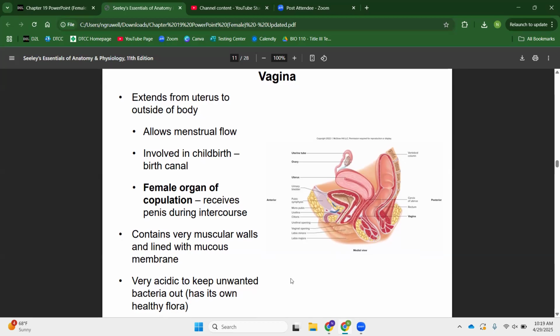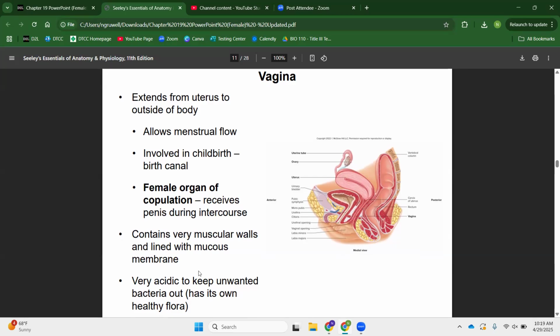Both the uterus and vagina are very muscular. So it's really got a muscle layer here that you can see. That's the majority of its structure. And it's also lined with mucous membranes. So mucous membranes always line our openings to the external environment.